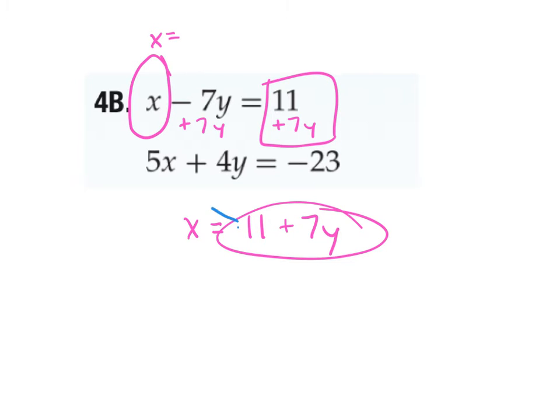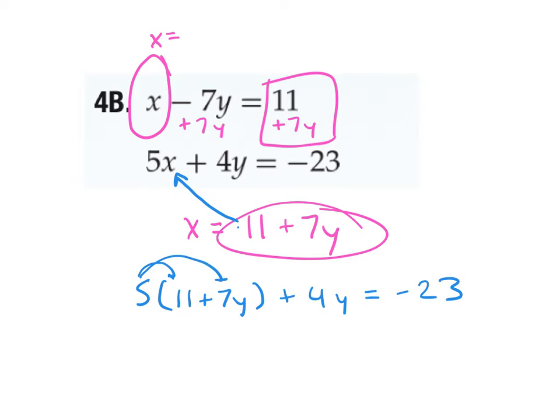Substitute it in. So we're going to plug it into our other equation for x. So we have 5 times (11 plus 7y) plus 4y is equal to negative 23. What do we do first to solve here? Distribute. So 55 plus, what's 5 times 7? 35y plus 4y is equal to negative 23.